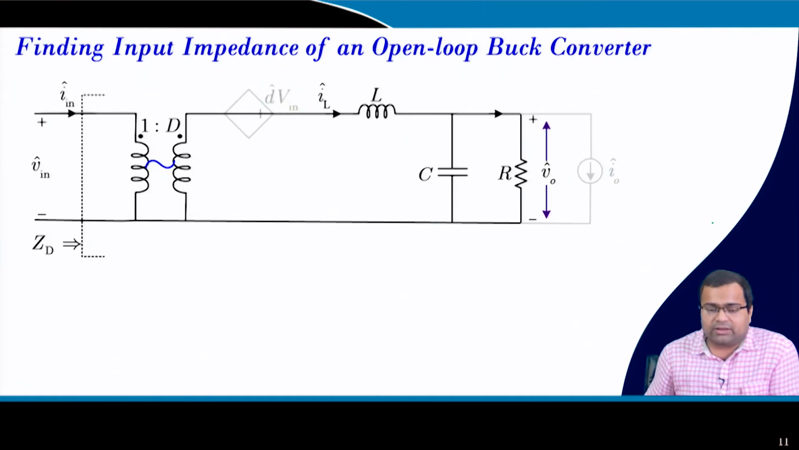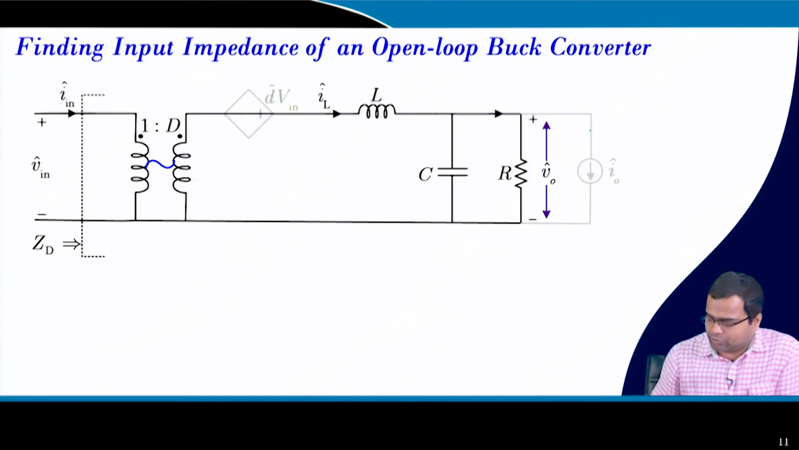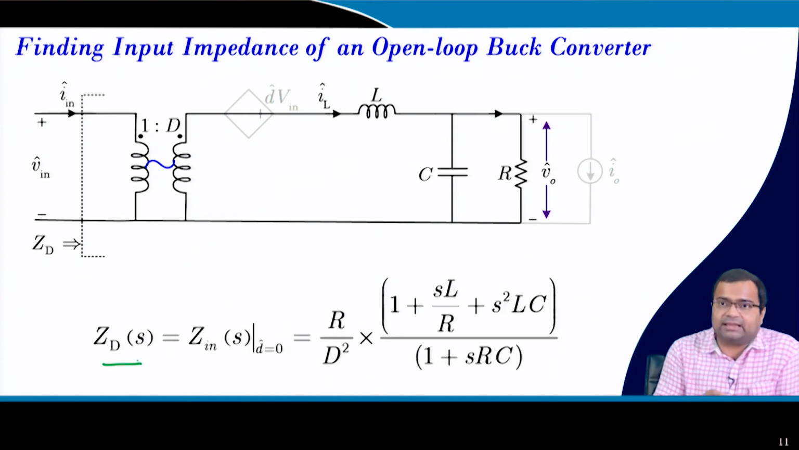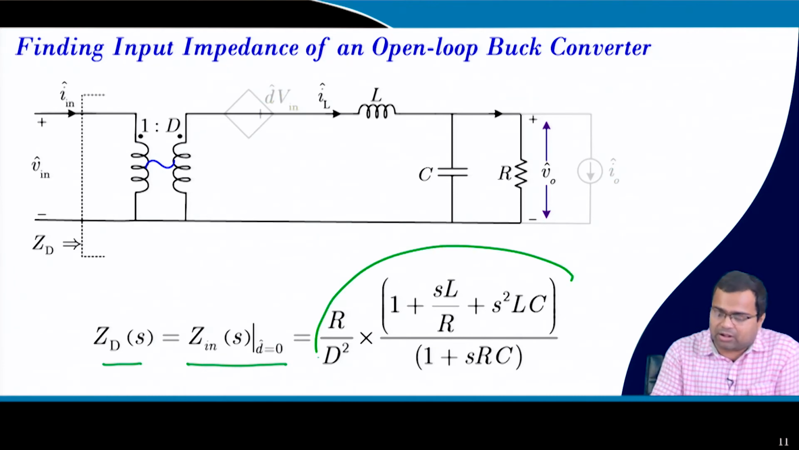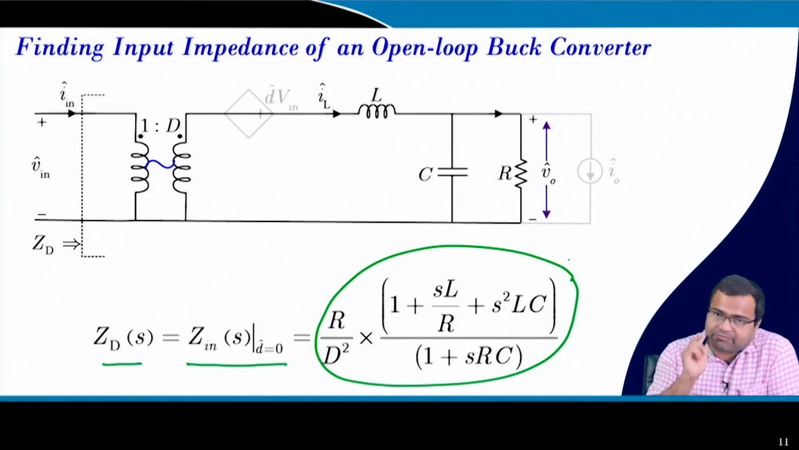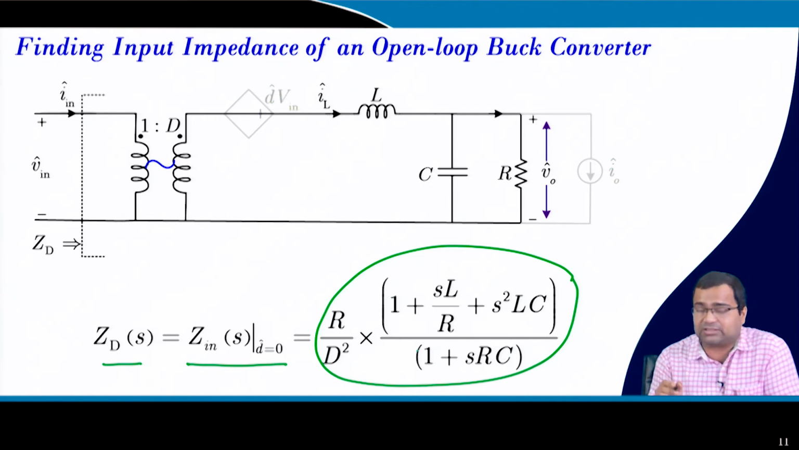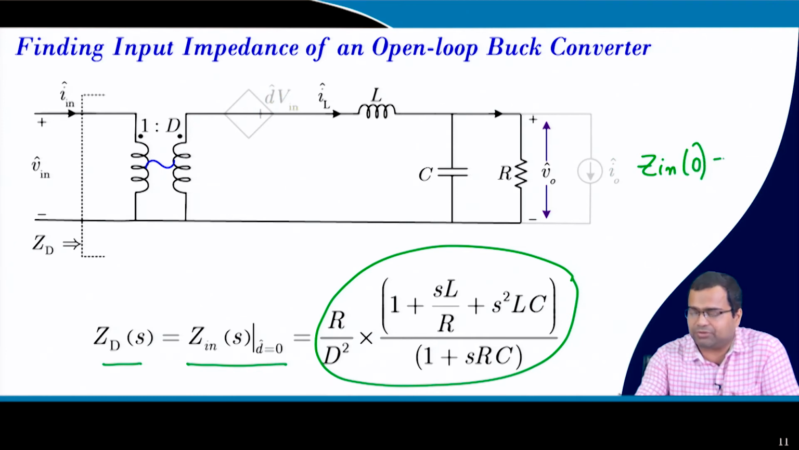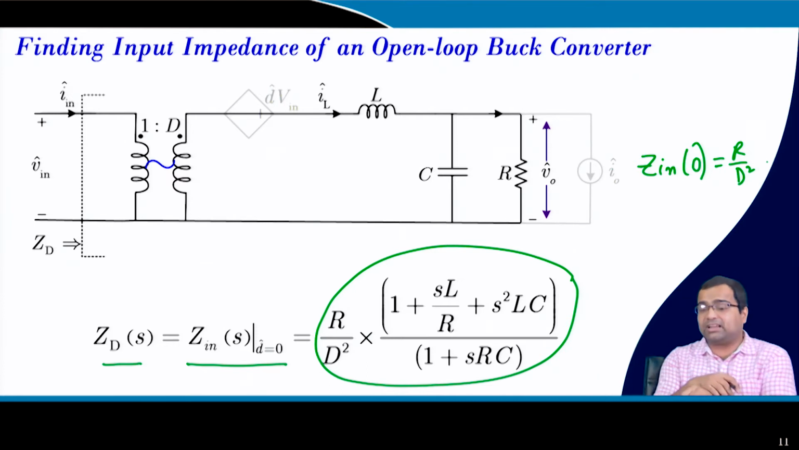Okay. So, it will look like this, it is shorted, no output current, and we can derive Zd, that is the input impedance of the buck converter under open loop condition, and this is a standard input impedance expression of a buck converter under open loop. This is well known. In fact, at very low frequency, if you substitute s equal to 0, that means your Zin(0) will eventually become R by D square. Okay.